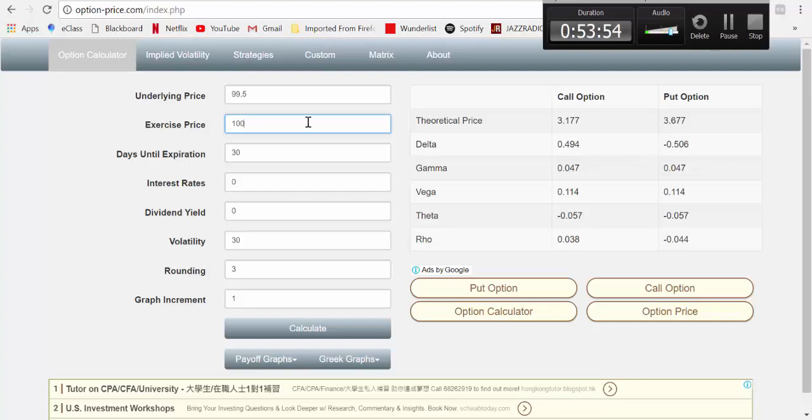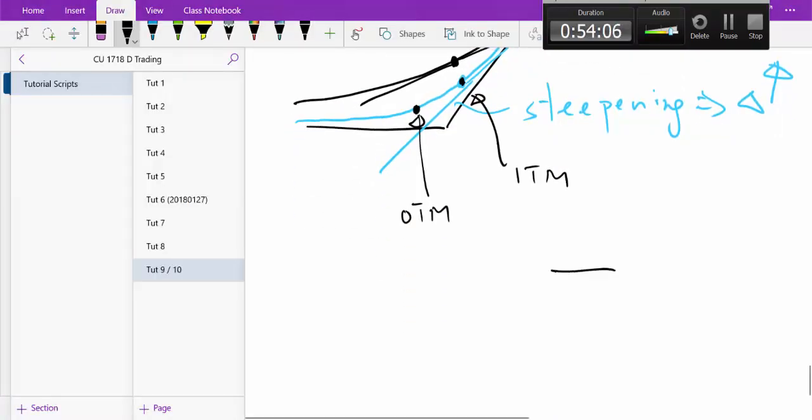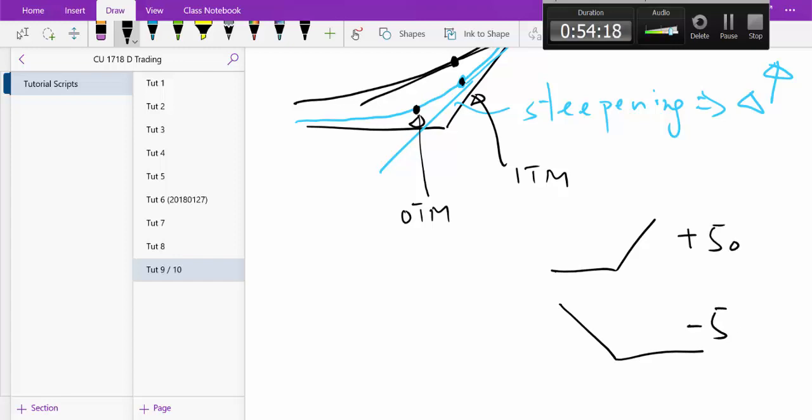Your delta position will actually be quite close to 0. That is because you are long a call and you are long a put. So this one is approximately 50. This one is approximately minus 50. So it looks like you are delta neutral, but actually you are not. Well, you are, but you are only at that point.